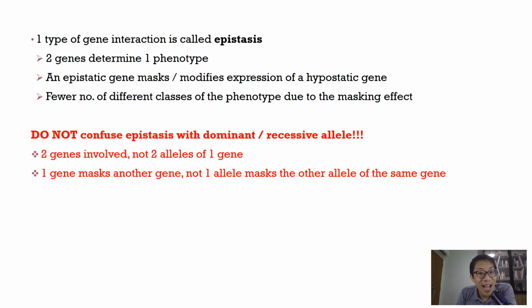But for the dominant and recessive allele, they are talking about two alleles of the same gene. So two genes versus one gene, two alleles. It's completely different. So for epistasis, again, it is one gene, the epistatic gene, masking the hypostatic gene, which is very different from the dominant allele masking the recessive allele of the same gene. One gene only. So again, two completely different things, even though we are talking about masking, not the same term. So don't be confused between these two completely different things.